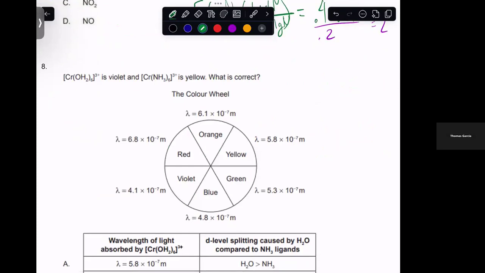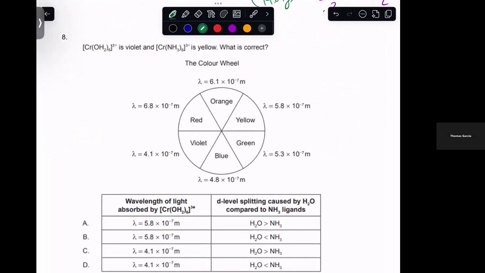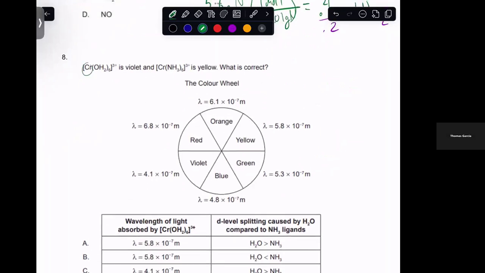All right, moving to number 8. Number 8 tells us a couple things, and we get this nice color wheel with it. We see that chromium hexahydroxide is violet, and chromium hexaammine is yellow. What is correct? Well, we notice that if this is violet, following the color wheel, then we are absorbing yellow. Absorbing yellow.